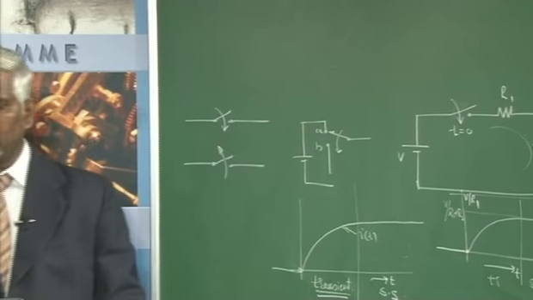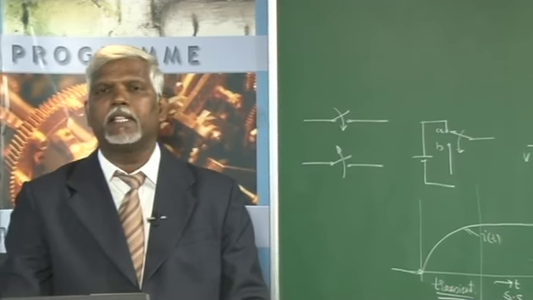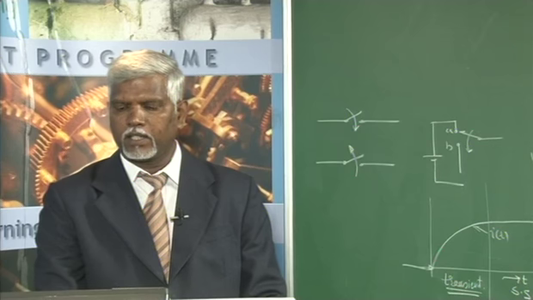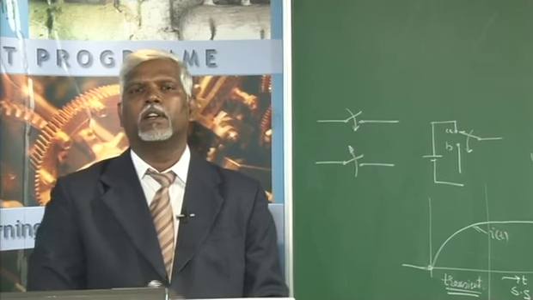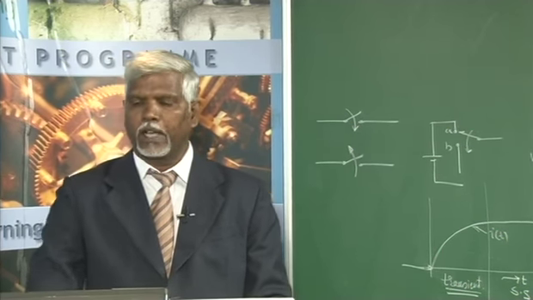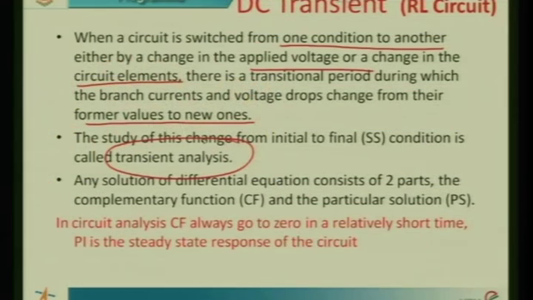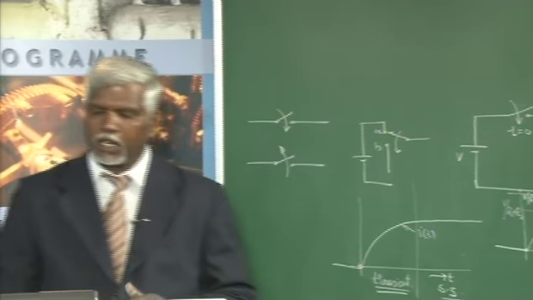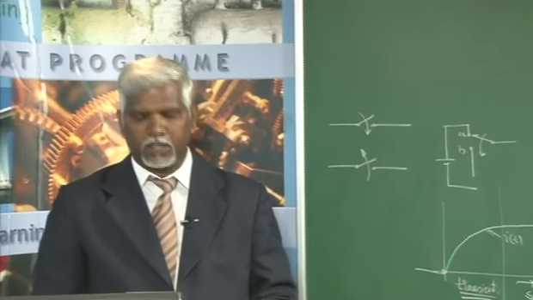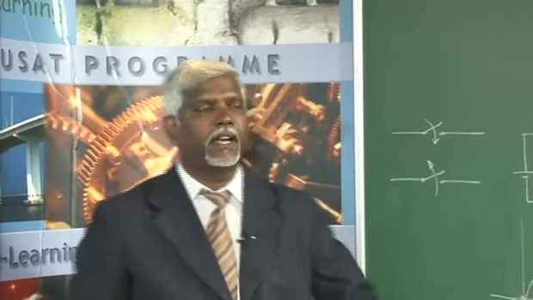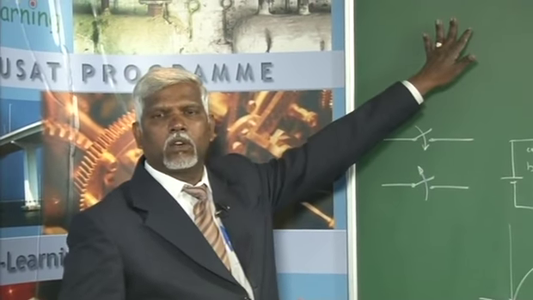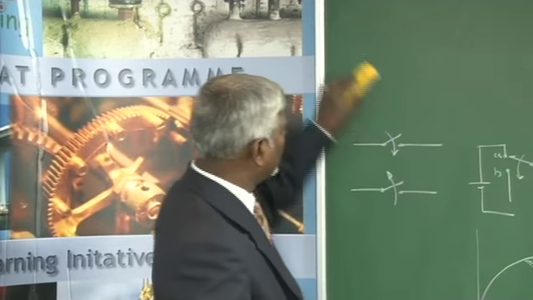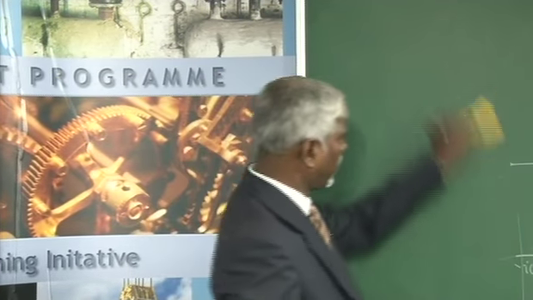The study of this change from initial to final condition, or steady state condition, is called transient analysis. So, actual transient analysis is to see how the current is going to change, what is the time taken for the current to settle down, and so on. Any solution of a differential equation, so anyway, when we write for a simple RL or RC circuit, we get a differential equation. The solution of a differential equation has got two parts.